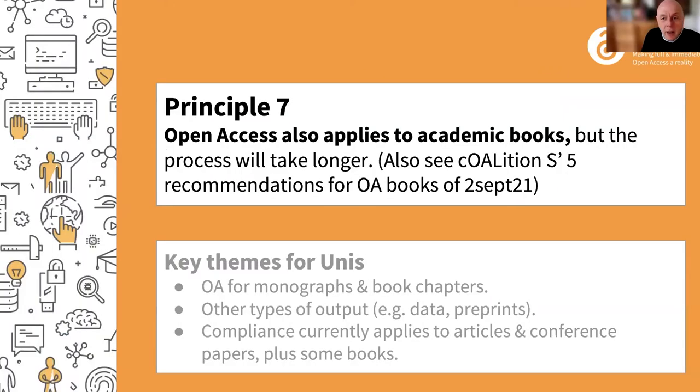Thank you, Sam. Principle seven is about books. Open access also applies to academic books, of course, but there we have acknowledged in the principles that the process will take longer. And we recommend that you look at the five recommendations that we have formulated for OA books from September 21. In those five recommendations, we explicitly say that we recommend contributions for books to be paid by the funders.